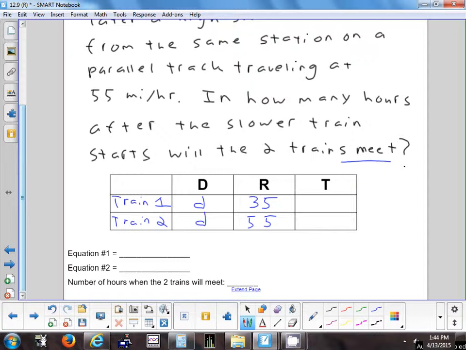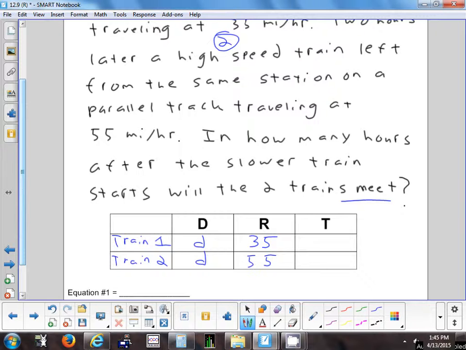35 times 2, because it's 2 hours before the high-speed train. Well, let's look at the 2 hours and let's see what happens. Which train left first? Train one. Do we know how long it's going to take for the two trains to meet? No, that's the question. How long is it going to take for them to meet? Okay, let's represent the time train one travels as t. We don't know what it is, okay? And in these kinds of problems, you should see two letters in every row that you do. Now, think about train two. What does it say?